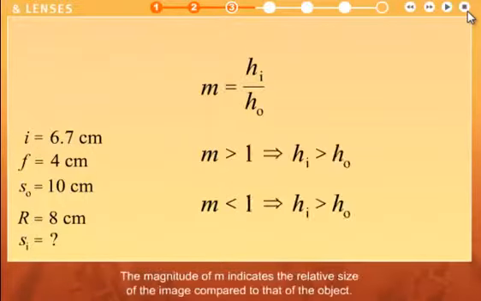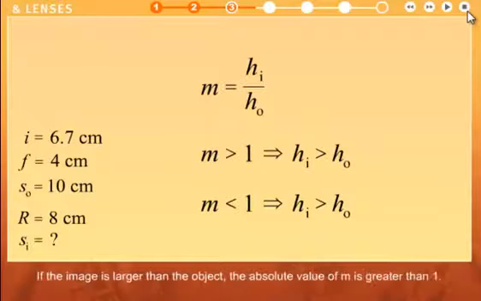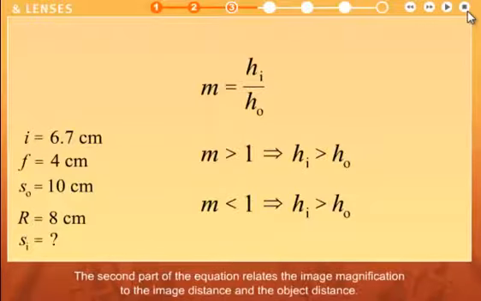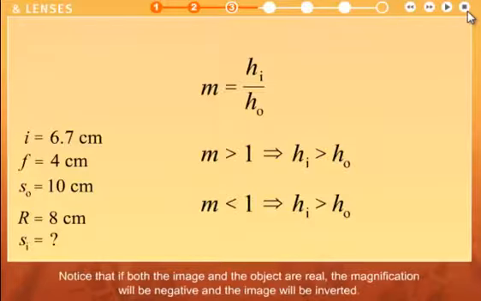The magnitude of m indicates the relative size of the image compared to that of the object. If the image is larger than the object, the absolute value of m is greater than 1. If the image is smaller than the object, the absolute value of m is less than 1. The second part of the equation relates the image magnification to the image distance and the object distance. Notice that if both the image and the object are real, the magnification will be negative and the image will be inverted.